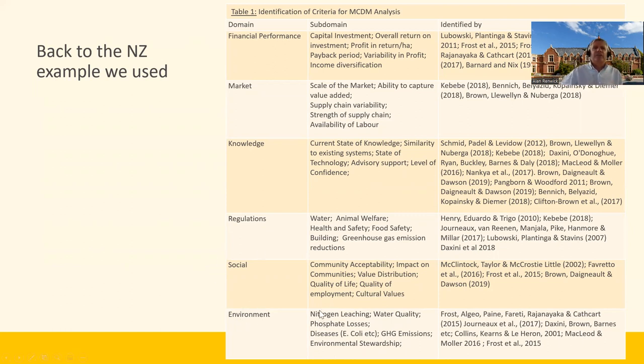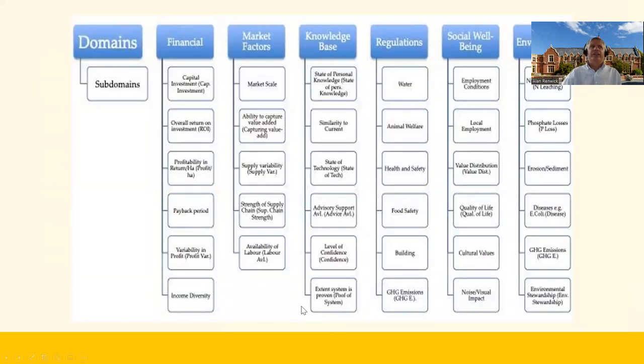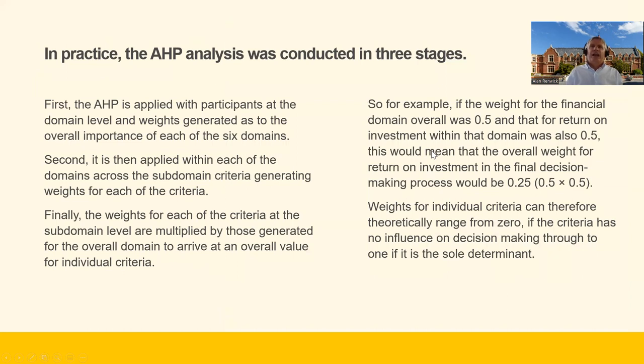Domain environment, the overall criteria environment; subdomain, subcriteria, nitrogen leaching, water quality, etc. We can structure it this way. The blue up here are high level domains, and under that are subdomains within that process. So how do we structure that problem? What does it mean in terms of how we do things?